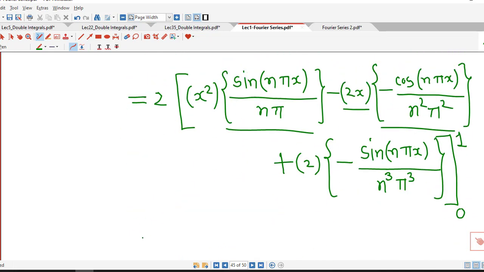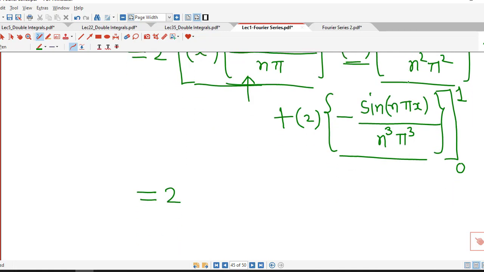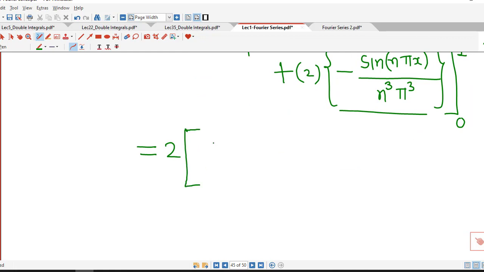So now we decide the value of this bracket when x equals 1 and 0. When x is 1 we have sin n pi, and sin n pi is 0. So the first and last terms will be 0 when x is 1. Here we have negative, negative, positive, x is 1, so 2 by n square pi square into cos n pi. This is for x equal to 1.